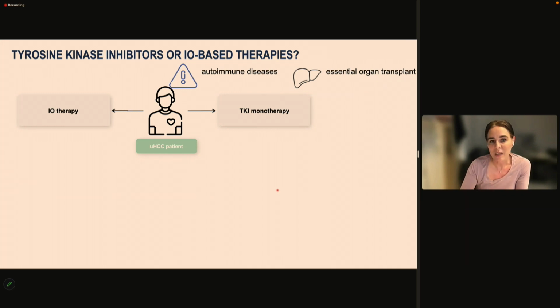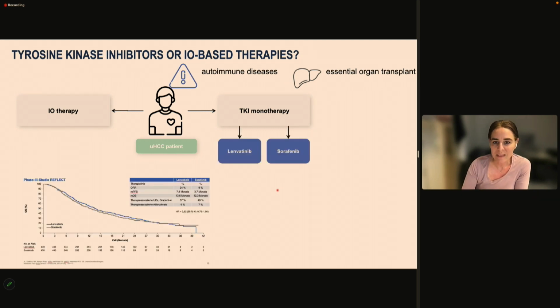And this is pretty easy to say, because I usually still choose TKIs if this patient is suffering from a severe autoimmune disease or has received an essential organ transplant. And in this case, we have two options. I already named them on my previous slide, which are lenvatinib and sorafenib.